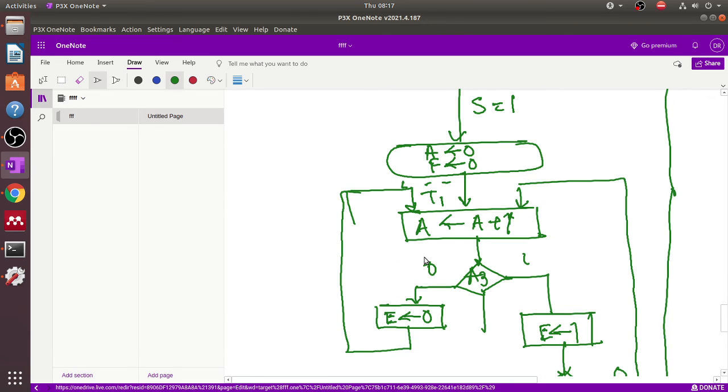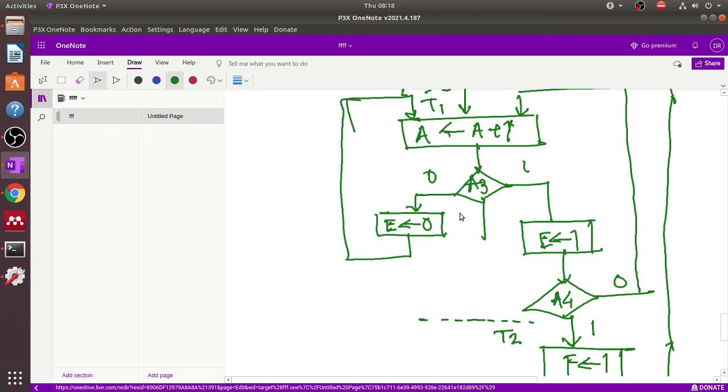One thing should be remembered: for the T1 cycle, there are two decision boxes starting from T1, and two conditional boxes. These are the conditions. So now these are the timing sequence. We now plot the sequence of operation of the design example for various conditions.